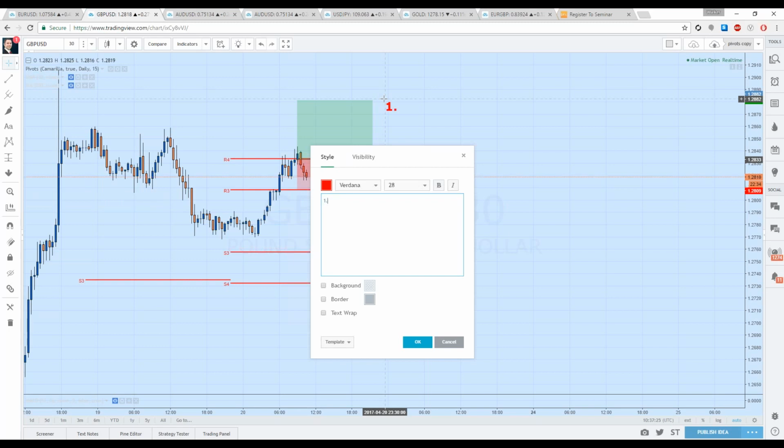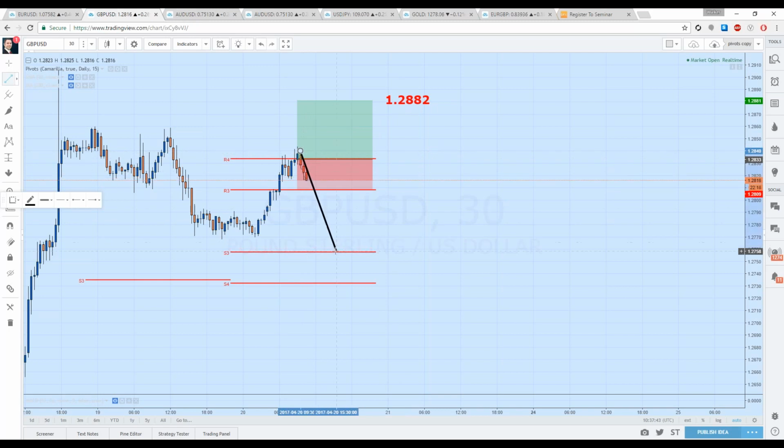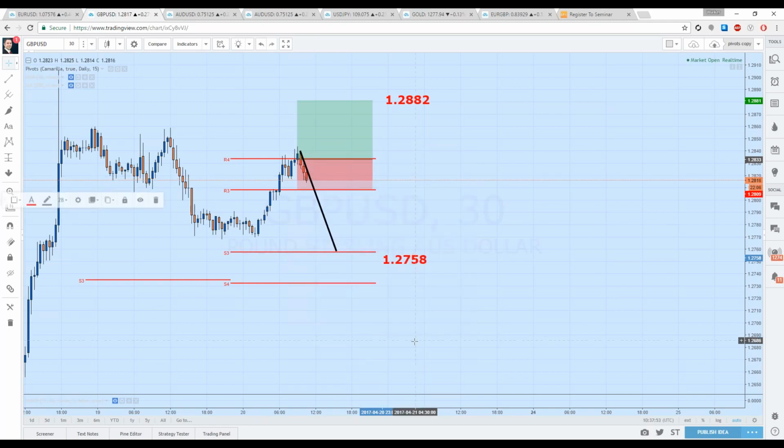That would place the dollar yen near 128.82. If prices trade lower, we'll next look for support at 127.58.